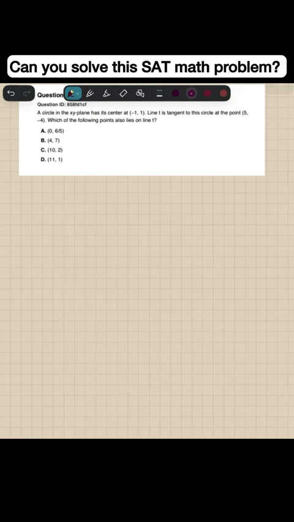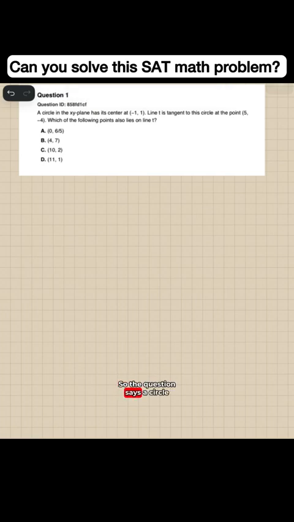So the question says, a circle in the xy plane has its center at -1, 1. The line T is tangent to the circle at the point 5, -4. Which of the following points also lies on the line T? So we have 4 options here. So let's try and solve this problem.